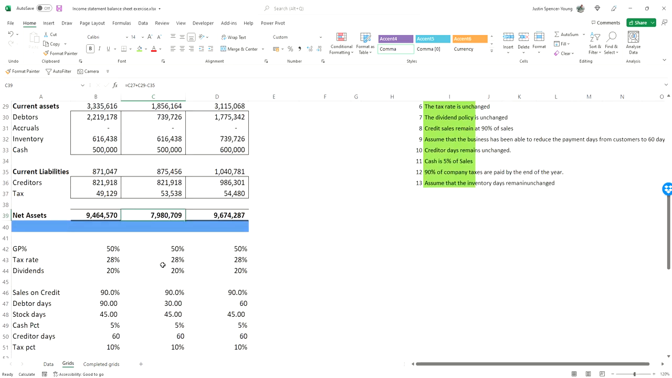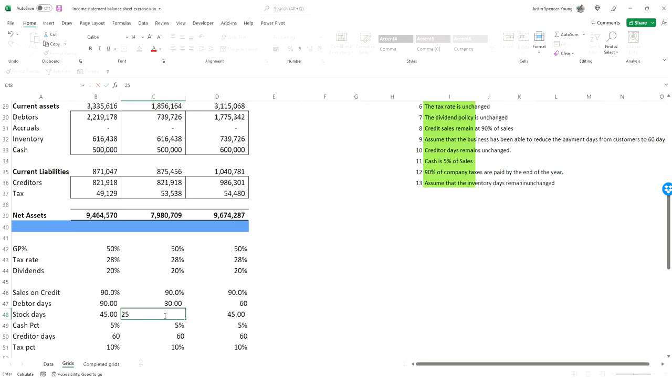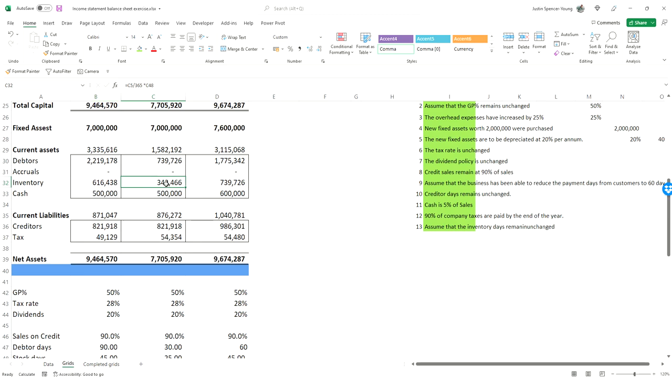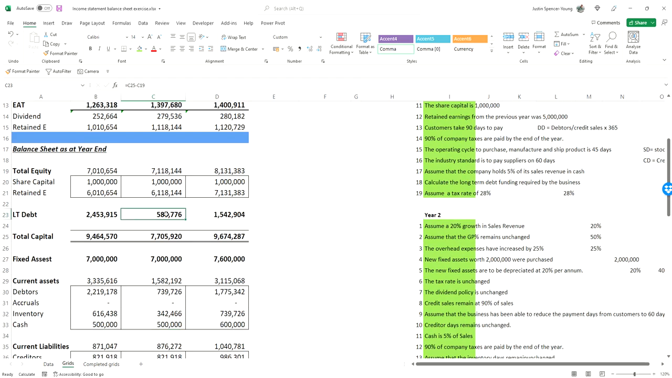Let's at the same time come here to our stock days and say, what if we could get our stock days down to, I don't know, 25 days? What will happen? You'll see that the inventory number will reduce. If you've got less inventory, you've got less cash tied up in the inventory. Now again, because our cash is a fixed number based on our sales, the number is not going to change there, but it's going to further reduce our debt requirement. You might want to look at this debt as a negative cash, just showing that if you reduce your inventories, you're going to have more cash, and therefore you can reduce your debt funding.